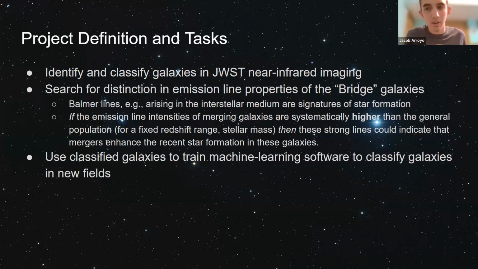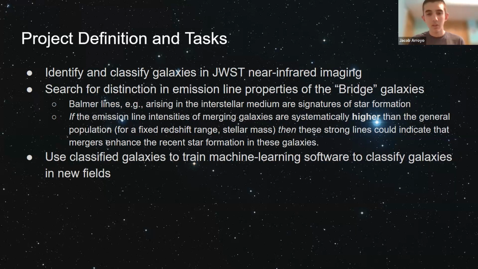So our idea going into this was that if the emission line intensities of the merging galaxies are systematically higher than the general population, given the fixed ranges of redshift and stellar mass, then these strong lines could possibly indicate that the mergers enhance the recent star formation in these galaxies. So that's what a lot of the analysis has been about.